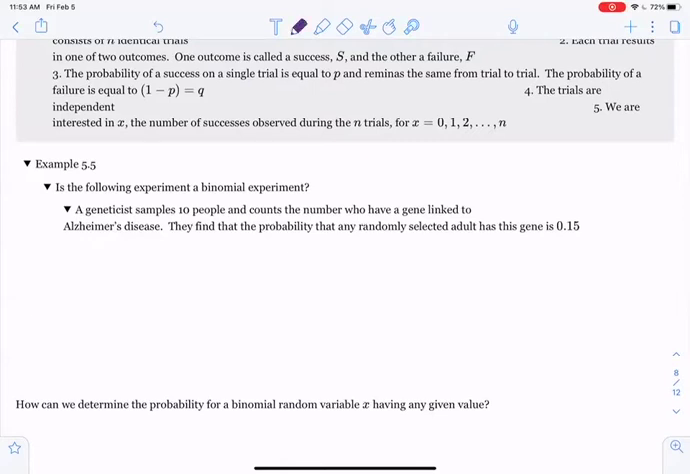Is this a binomial experiment? Does this satisfy those five conditions? So does it satisfy one? Yes. We know that there are 10 trials, right? We're looking at 10 people. Two, I can label a success as having the gene, and a failure is not having the gene.